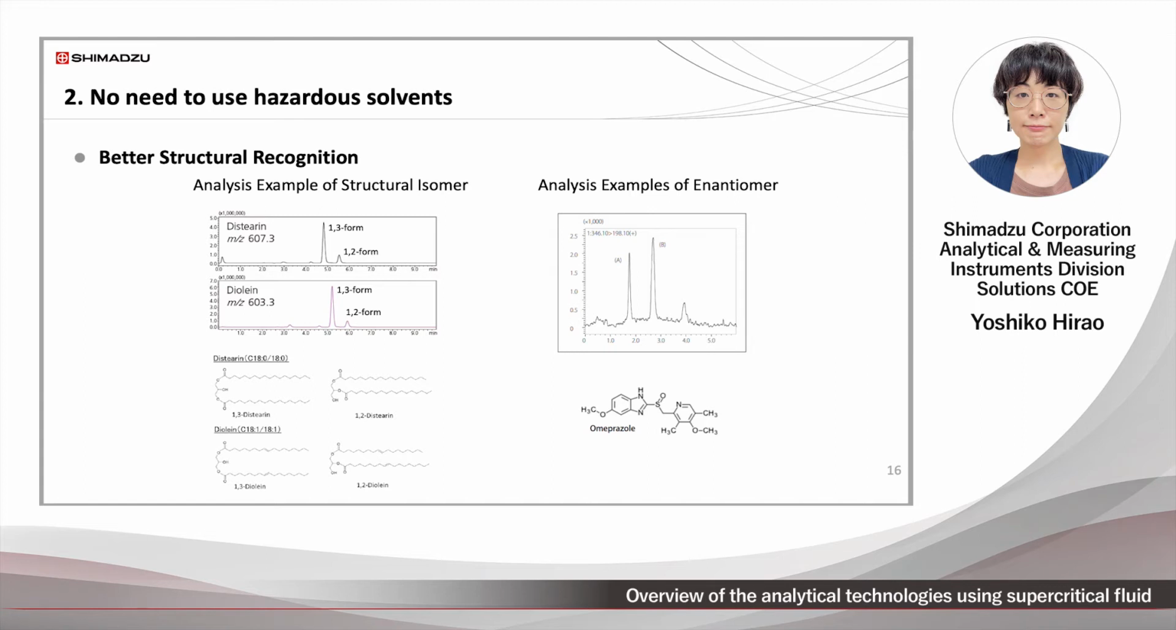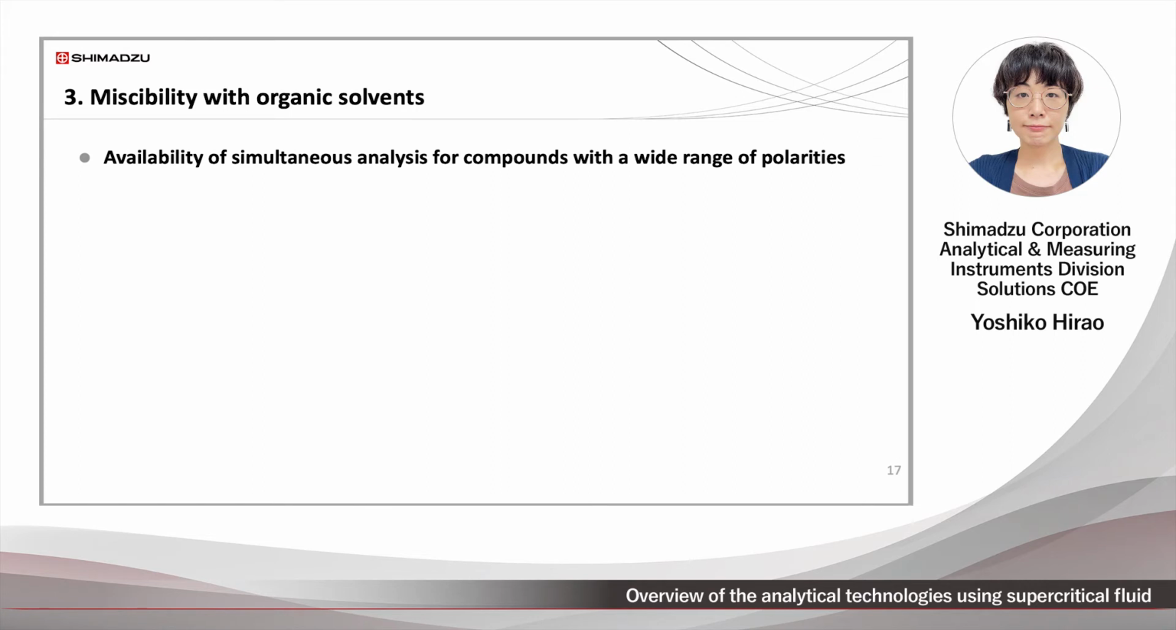Additionally, switching from reversed phase to normal phase in SFC is not complicated work, just changing the modifier. The third is its miscibility with organic solvent. Carbon dioxide can be mixed with certain organic solvents, such as methanol and acetonitrile. So, these solvents can be used as a modifier in SFC analysis. Because of this, SFC can obtain a variety of separation patterns.